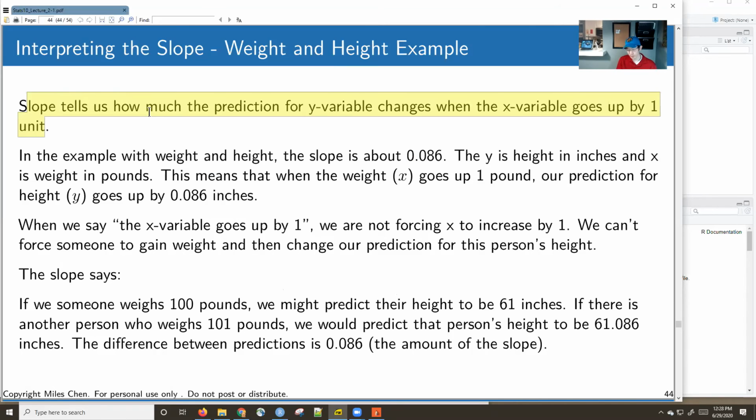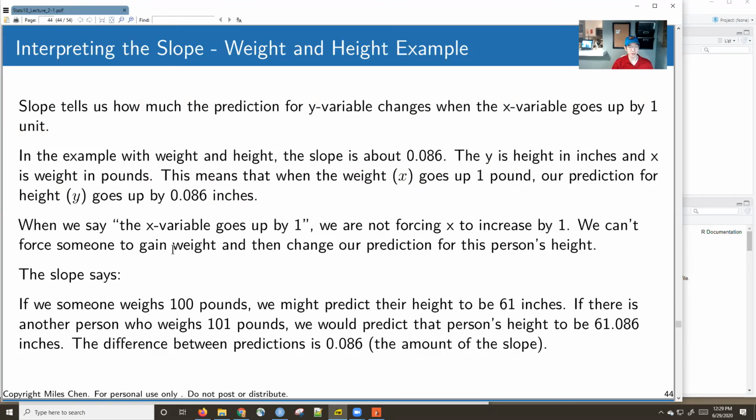So whatever unit x is measured in, when x goes up by 1, the slope tells us how much our prediction for y changes. When we're talking about weight and height, the slope is around 0.086. Height is measured in inches, and x is measured in pounds. That means when the weight goes up by 1 pound, our prediction for height goes up by 0.086. That's the direct interpretation, okay?